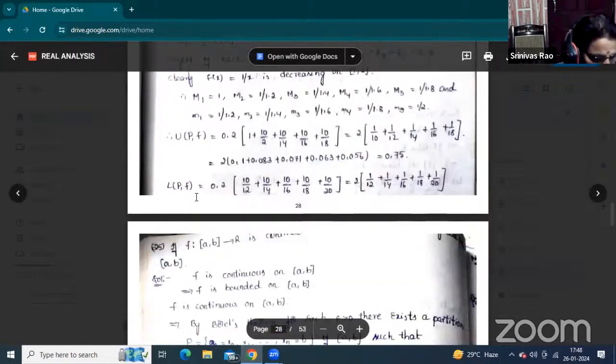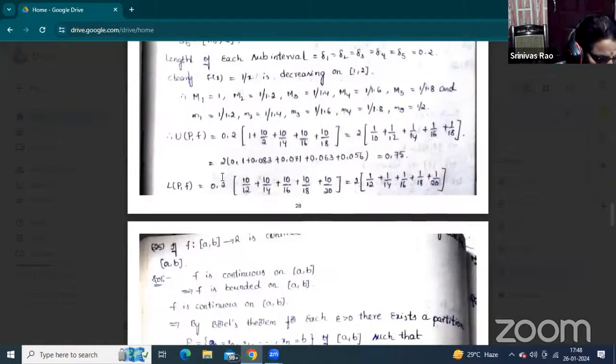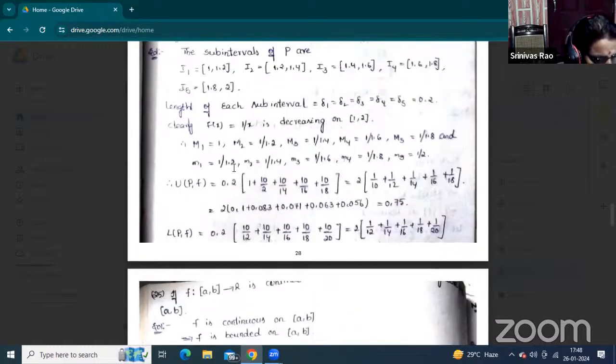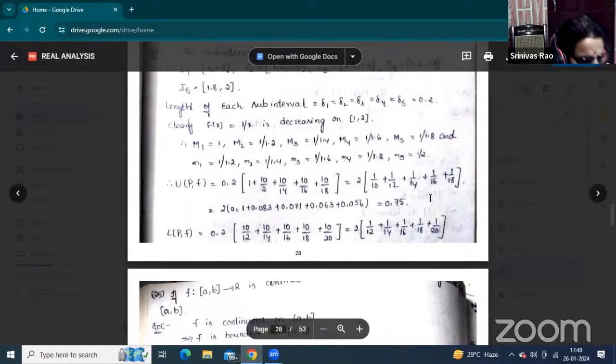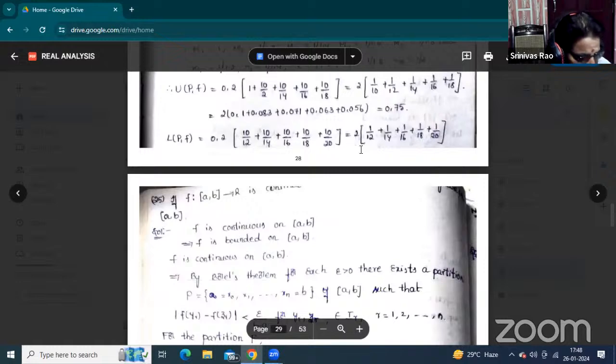In the same manner, for the lower Riemann sum, the length of each subinterval is the same, 0.2. Small m1 is 10 by 12, then 10 by 14, 10 by 16, 10 by 18, and in the same manner 10 by 20. After simplification, we get the value of the lower Riemann sum.